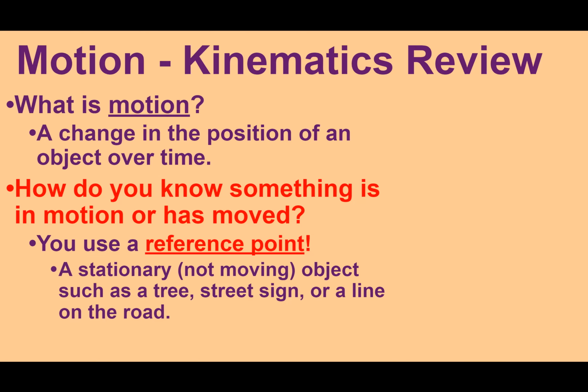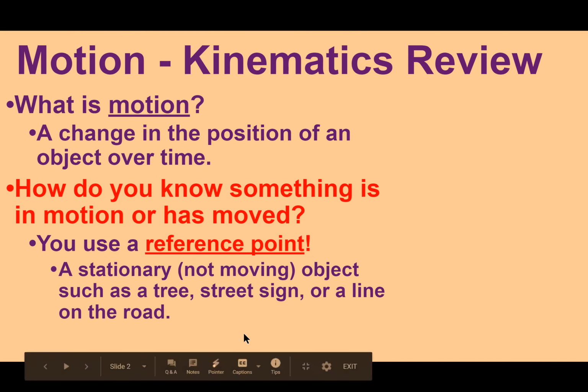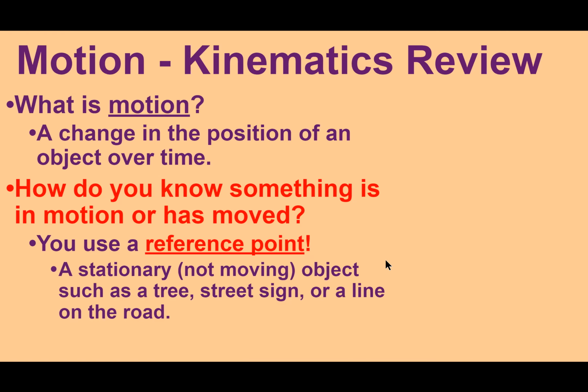So how do you know something is in motion or has moved? Having looked at it, because it's all relative, you have to use a reference point. So don't forget that. Everything is moving in reference to something else, or sometimes seems like it is not moving from a particular reference point. So a stationary, not moving object, such as a tree, a street sign, or a line on the road, is standing still in relation to the ground beneath it, because that's what it is attached to. Of course, universally speaking, it is moving, but it has no relative regard for motion. It doesn't move from our point of reference.